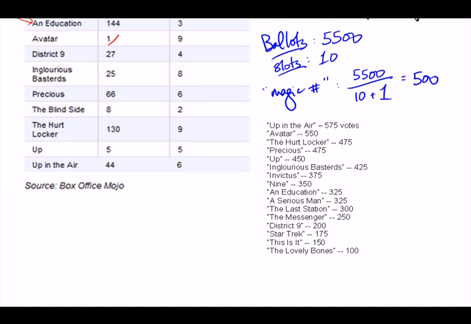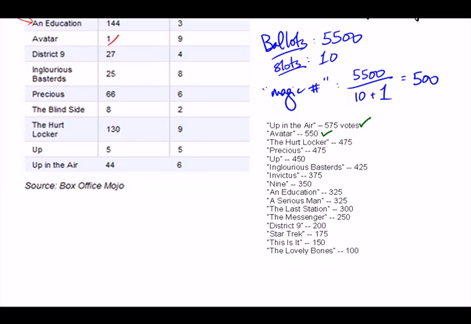So pulling from Steve Pond's example, we have no idea what the actual vote count for each of these was. We only know what the results were at the end of the day. But let's just pretend these are the original number 1 votes after we have counted these all up. Then Up in the Air and Avatar have enough to automatically go on to the next round. And if you add that up, that's 1,075 votes.